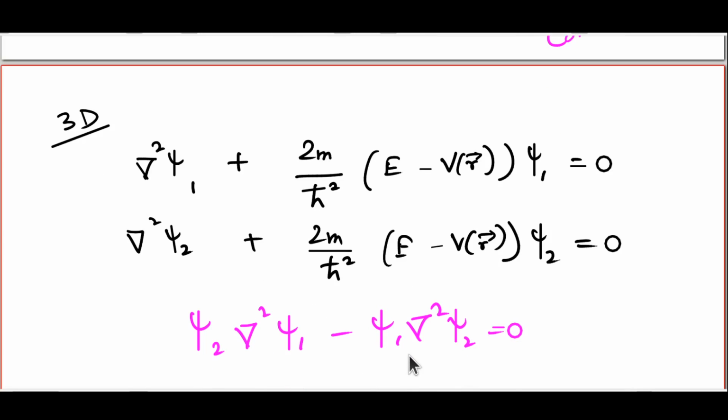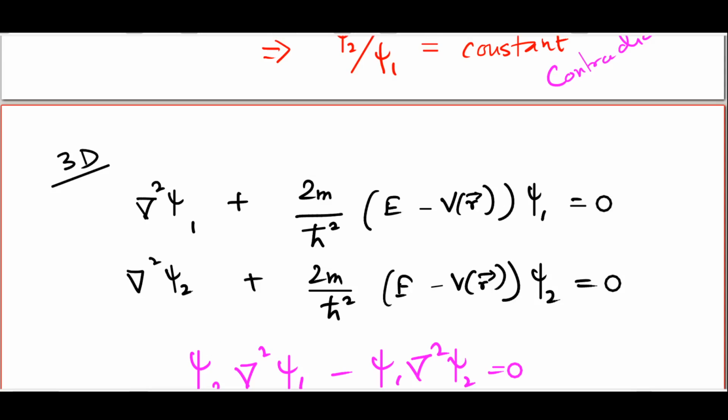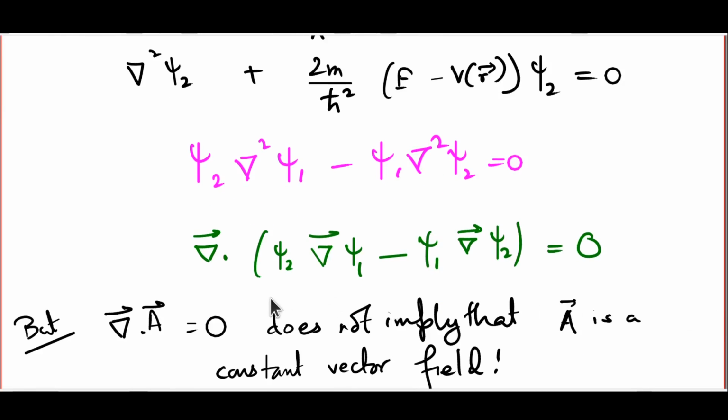Psi1 Laplacian psi2 minus psi2 Laplacian psi1, or the other way around, is equal to 0. Now once again, this expression on the left is pretty familiar to all of you from elementary vector analysis, and I'm pretty sure all of you know that this is a divergence. Just like the 1D case, psi2 psi1 double prime minus psi1 psi2 double prime was a total derivative, this one is a divergence. The divergence of psi2 grad psi1 minus psi1 grad psi2 is equal to 0.